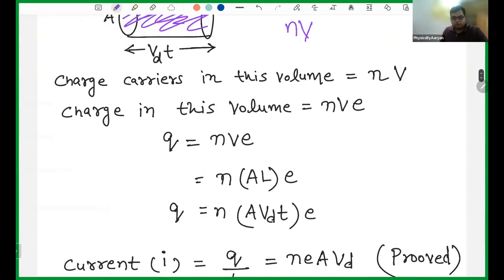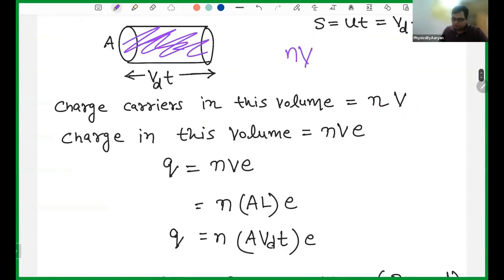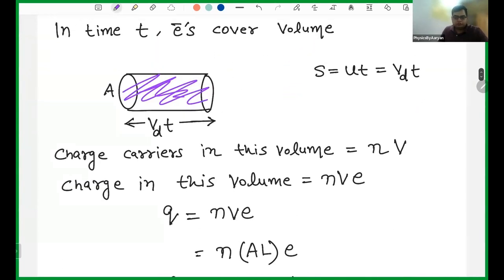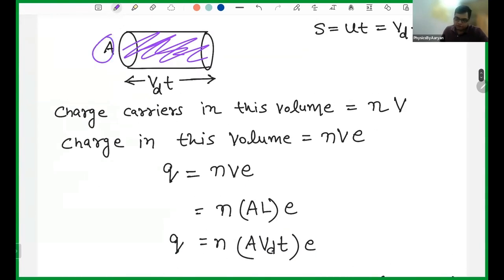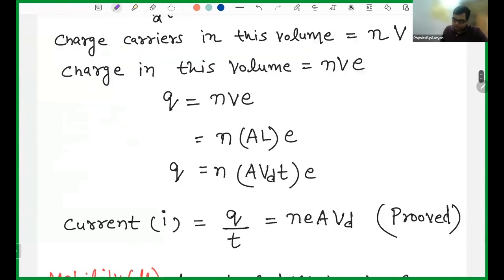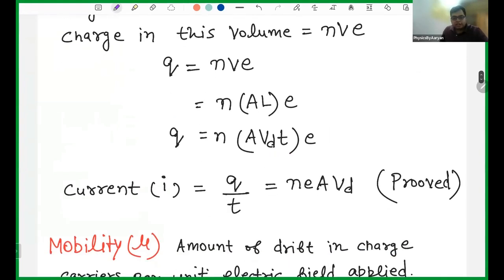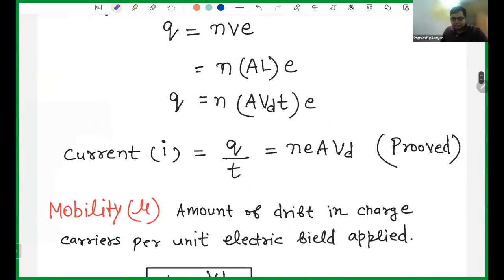Now, what is this volume? Volume is area into length. Area is already given, and length I have already calculated, which is Vd into t. So the charge comes out to be nAVdte. What is current? Current is nothing but charge per unit time. So if you divide by time, you will get your formula for current as I = nevdA. So it's a very basic derivation, a standard derivation.